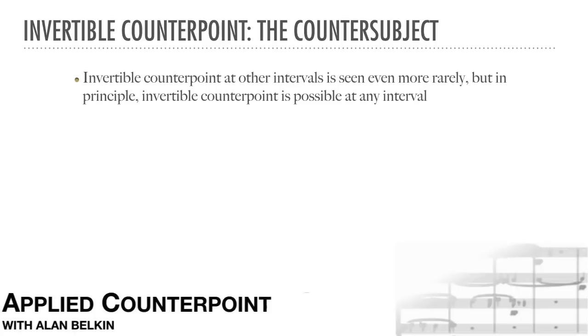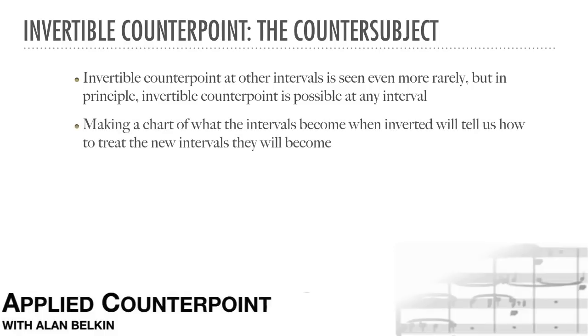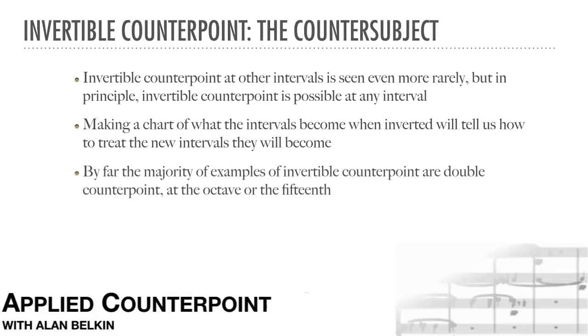Invertible counterpoint at other intervals is seen even more rarely, but in principle is possible at any interval. Making a little chart of what the intervals become when inverted would tell us how to treat the new intervals. Practically speaking, however, by far the majority of examples of invertible counterpoint are double counterpoint at the octave or the 15th.